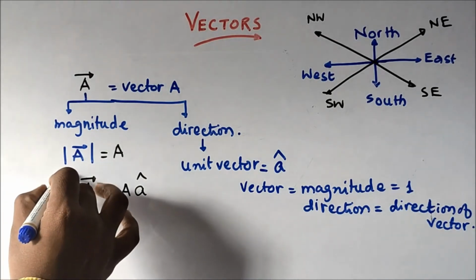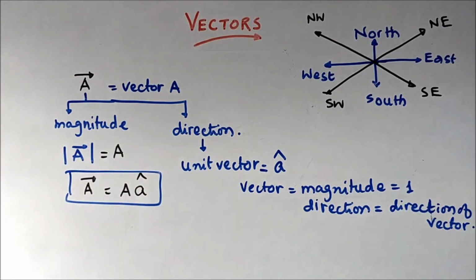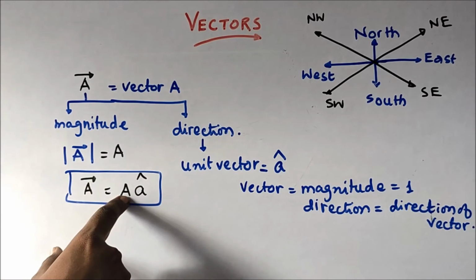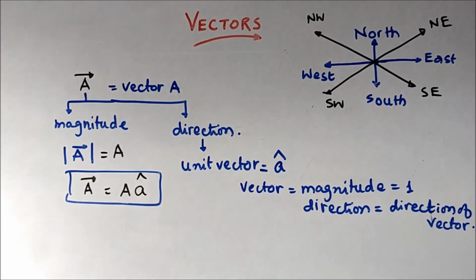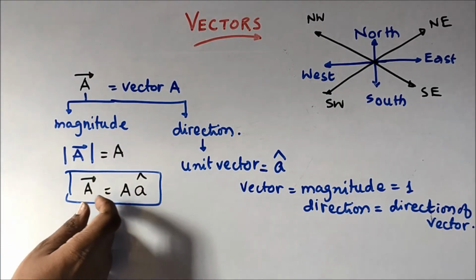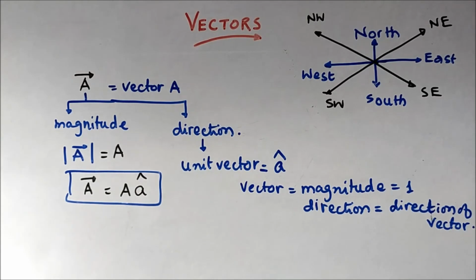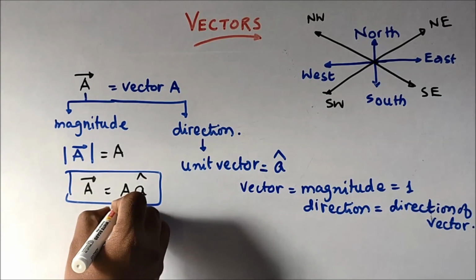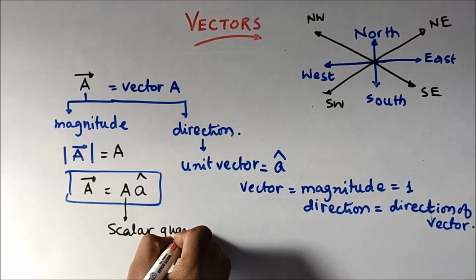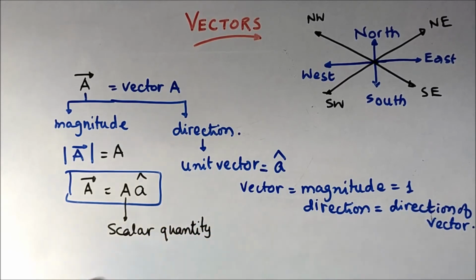So this is how a vector is written. A vector will consist of two parts, magnitude and direction. This is read as vector A, this is the magnitude of vector A, and A cap is the direction. When I multiply the unit vector with the magnitude, this product will become a vector. One thing you have to remember is that the magnitude of a vector is a scalar quantity.